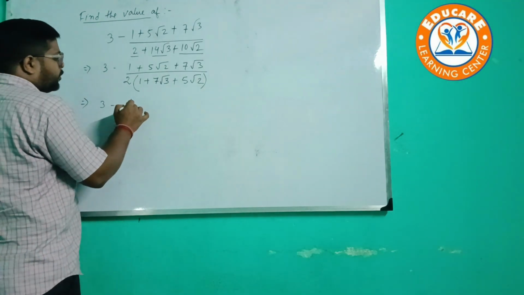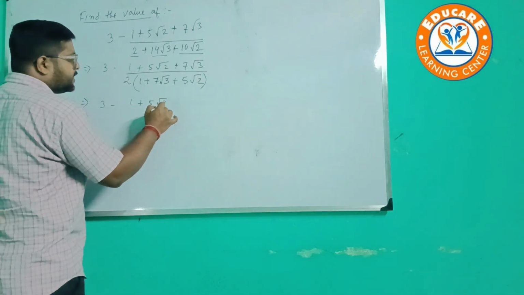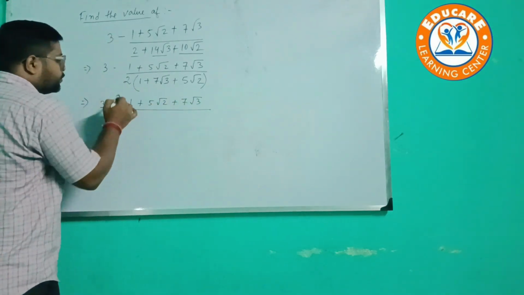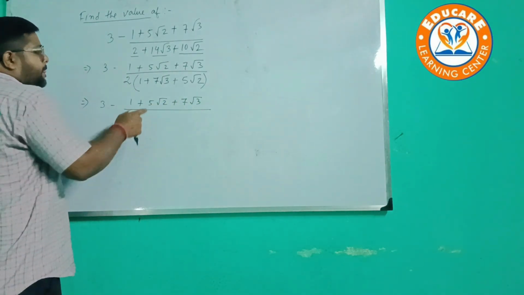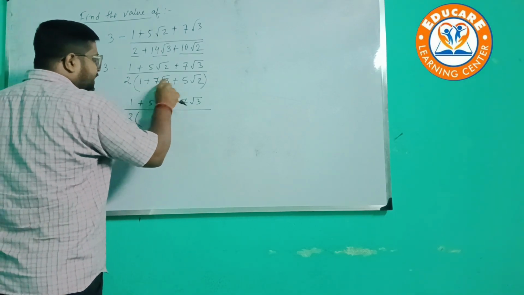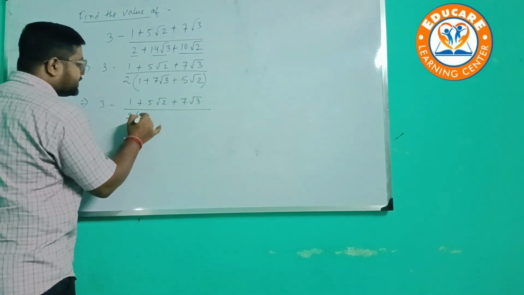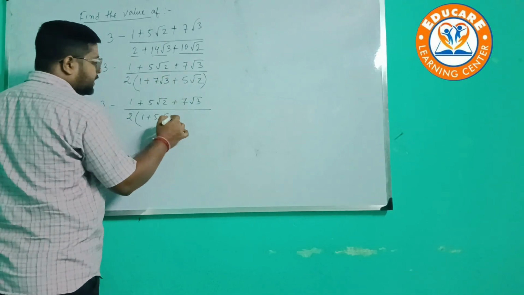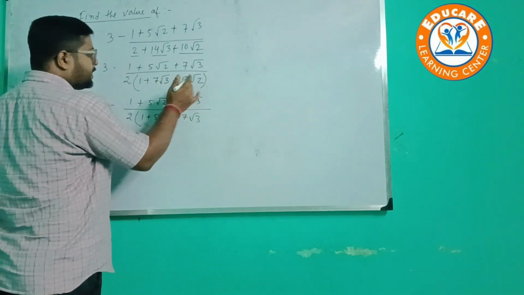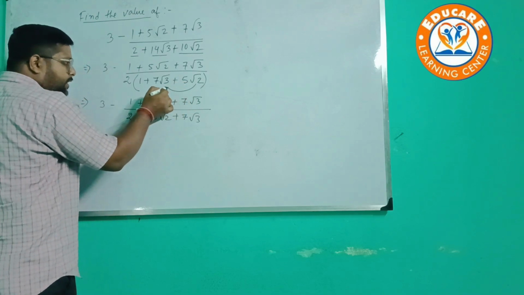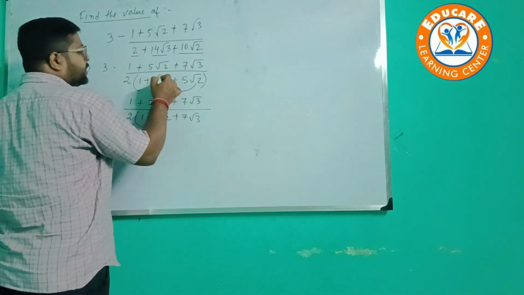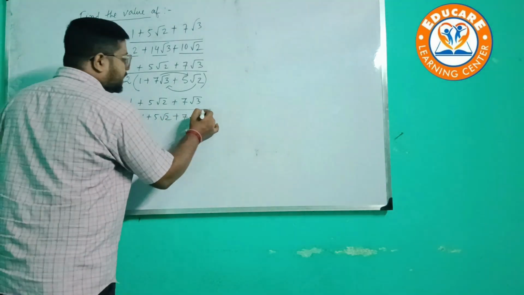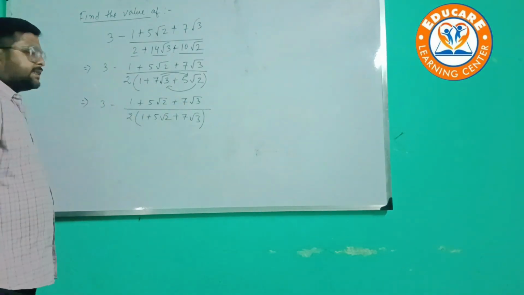3 minus, I am not changing the numerator. Let's keep the numerator as it is. Now put 2 as it is. Now, if we arrange this term, can we write it like this? 1 plus 5 root 2, I am bringing in the second part, and plus 7 root 3 at the back. I am just putting this 5 root 2 in the second place, and I am putting this 7 root 3 in the third place. This is what we are changing. Rest of the part is all same.